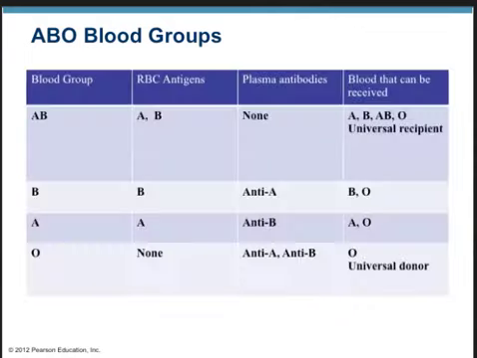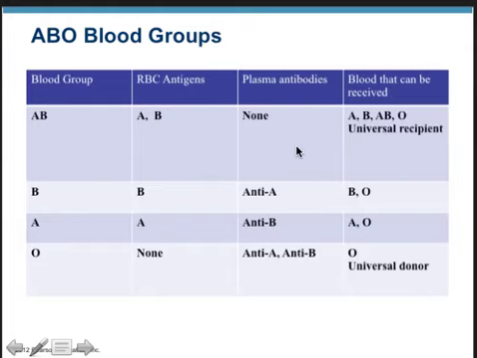Now what you're seeing here is just a look at some of the different blood groups, the antigens present on each type of cell, and the antibodies that are present in those individuals in their plasma. So you can see that the AB individual has no plasma antibodies against either A or B, and remember that there is no antibody against O.